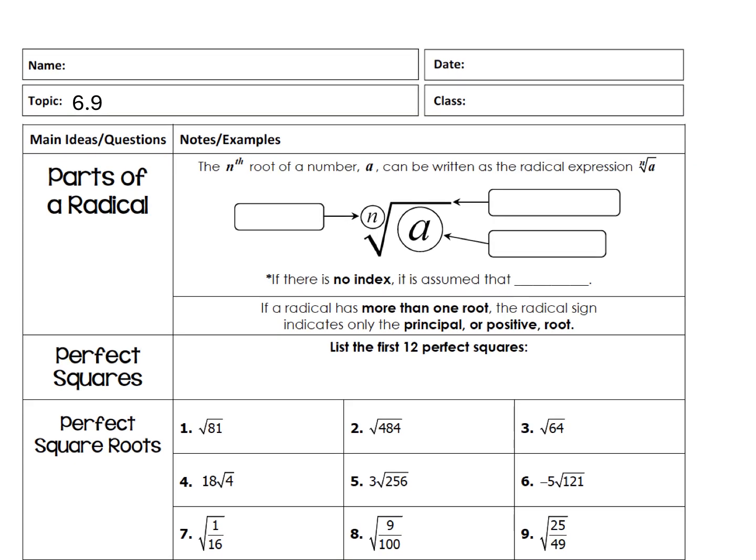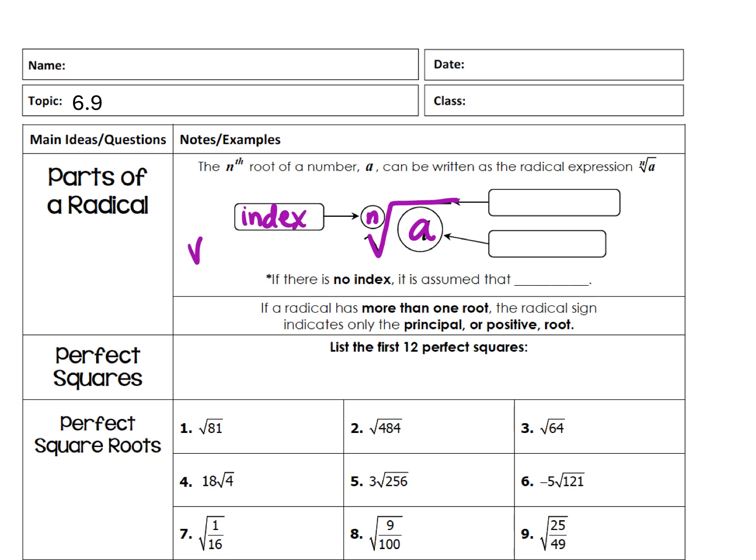6.9 is parts of a radical and perfect squares that we're going to be working with. So the first thing you need to know is when you see a radical like this, this setup where there's a number inside and sometimes there's a number outside, that number on the outside is called your index, okay?